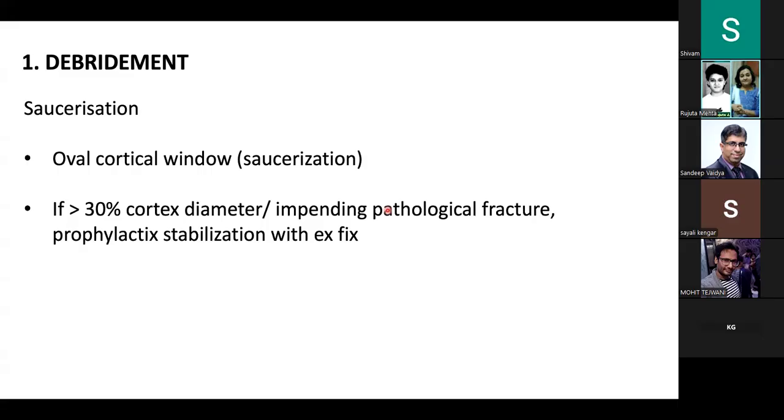Number two: if your cortical window is large and involves more than 30% of the cortex diameter, then there is a very high risk of an impending pathological fracture. Remember that this is already weakened bone, and in these cases you should prophylactically stabilize, which in the case of an active infection is most commonly with an external fixator. So these are some of the principles of debridement. Debridement, as I mentioned, is the first arm of your surgical management.